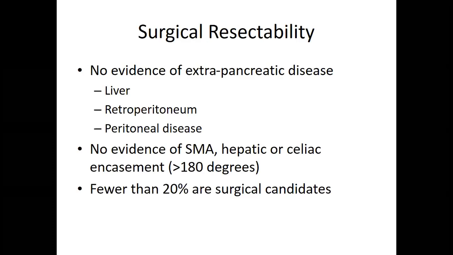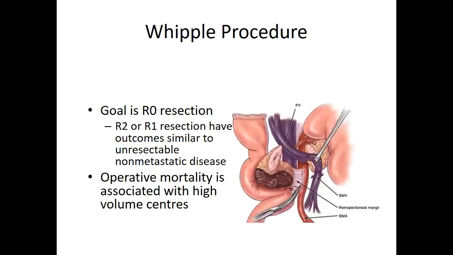What about the surgical resectability? If there's no evidence of extrapancreatic disease, liver, retroperitoneum, peritoneal disease, and no evidence of superior mesenteric artery, hepatic or celiac enhancement greater than 1 degree, fewer than 20% are surgical candidates. Otherwise, if you get such a patient, it's unresectable. The goal is R0 resection; R1 and R2 resection have outcomes similar to unresectable non-metastatic disease.